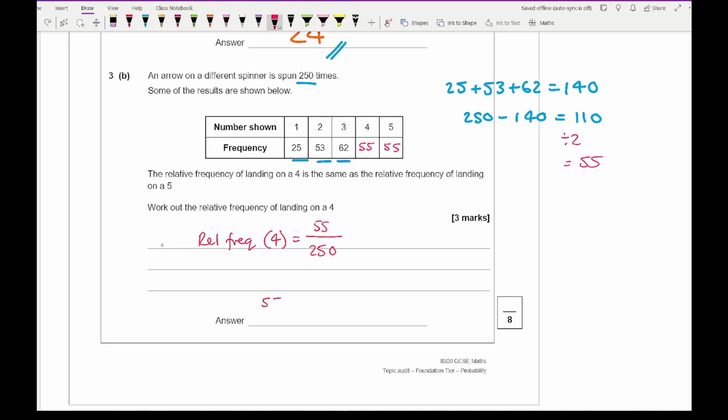So here we can either write 55 over 250. We can write down a simplified fraction of 11 over 50, or I could write it as a decimal, which is 0.22, and they would also accept it as a percentage, but I probably wouldn't recommend a percentage, but any of those four answers would get you the full marks.